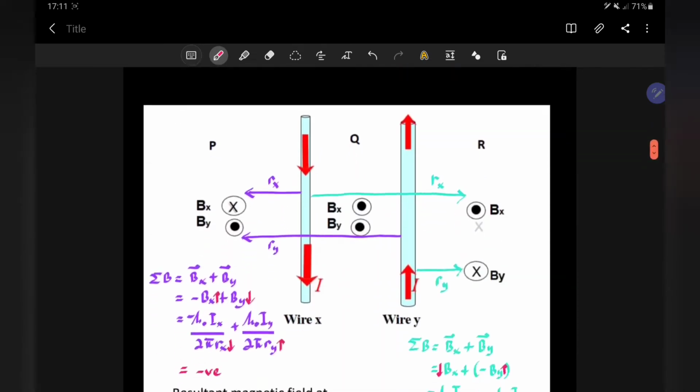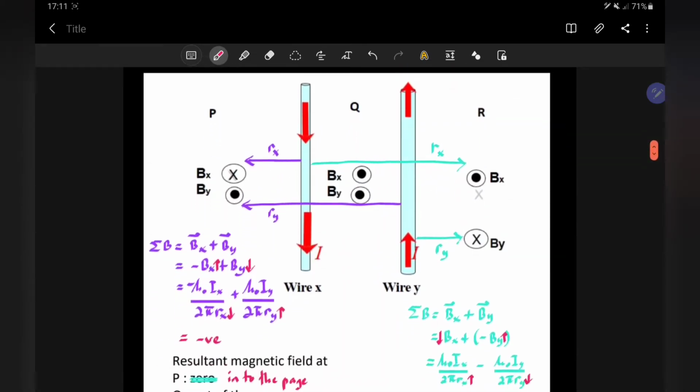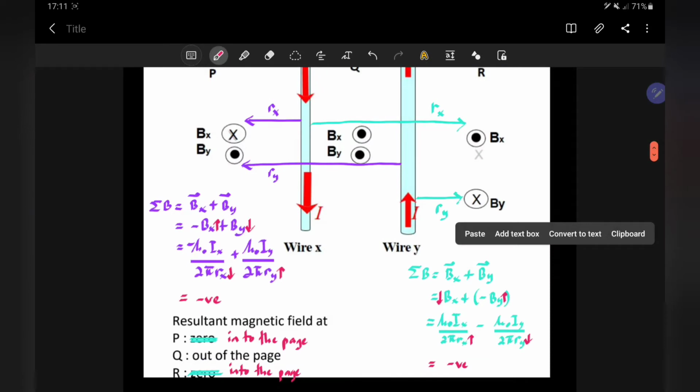Okay, what happened now? This is the way how to check it. Okay, so the answer, they are not equal to 0. How to find this? First, at the middle here, of course, we know that Bx just directed out of page, also By, then the resultant must be out of page. It's quite okay. But for P, Bx just directed into the page, while By just directed out of page.